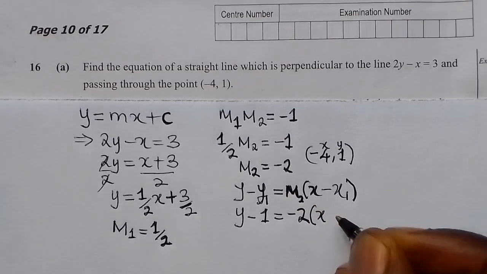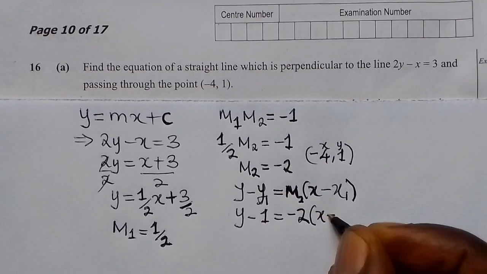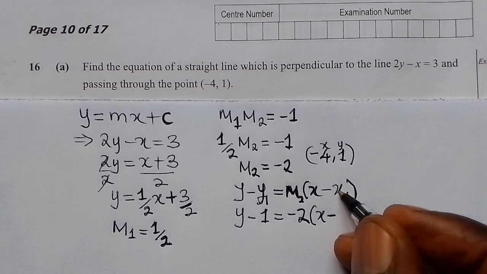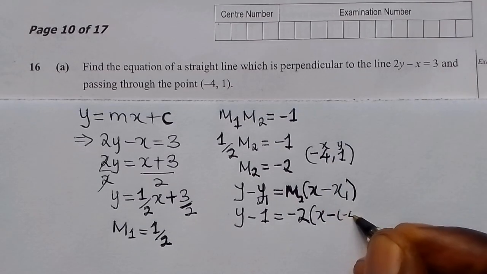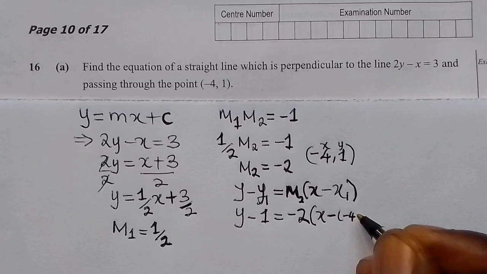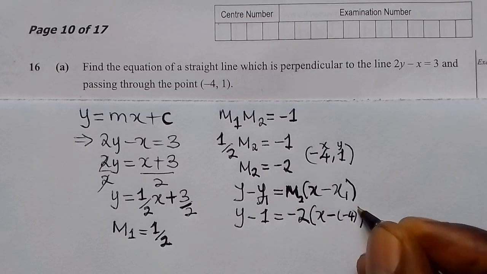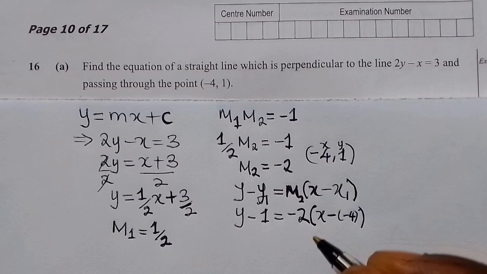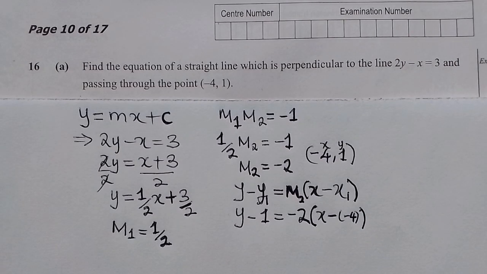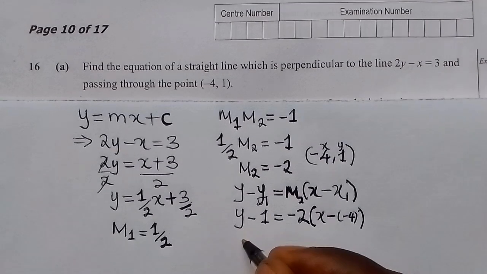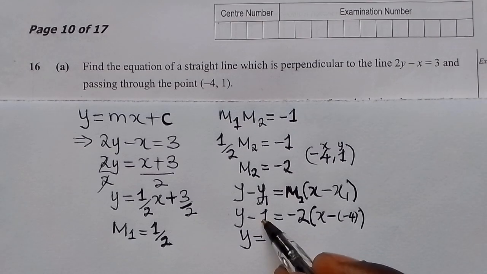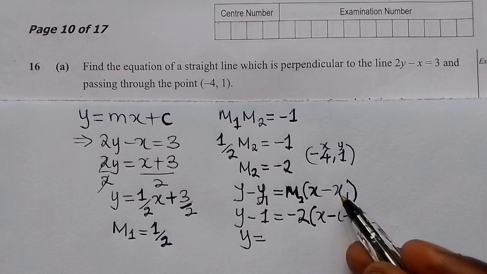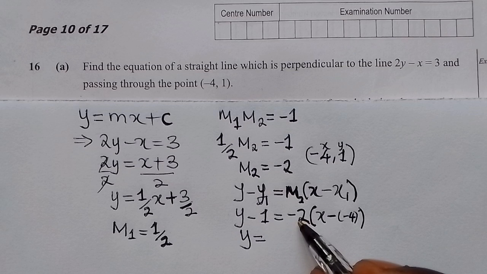Multiplying with x minus, so on x1 we put -4, which is the negative here. So we'll multiply there. Then this will give us the following: y equal to, so we'll take -1 to the other side. First of all, let's do the multiplication.